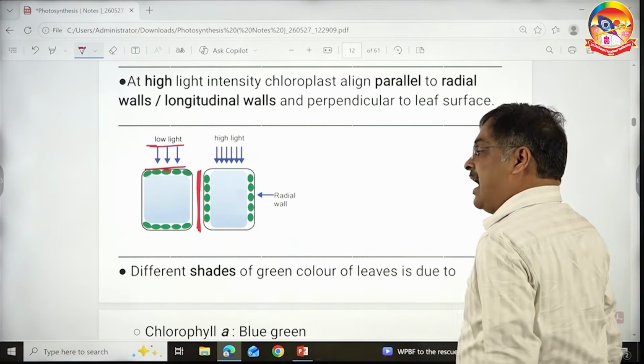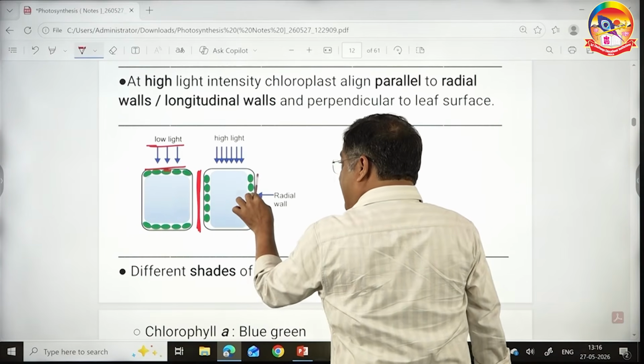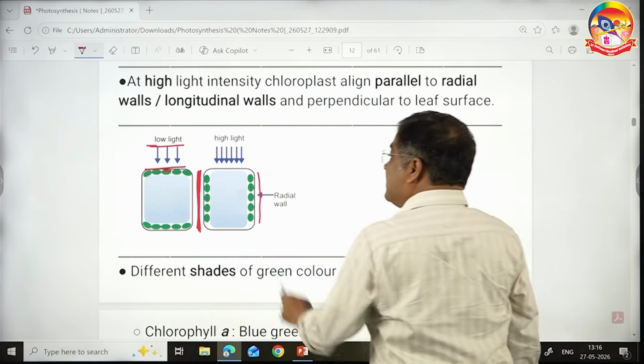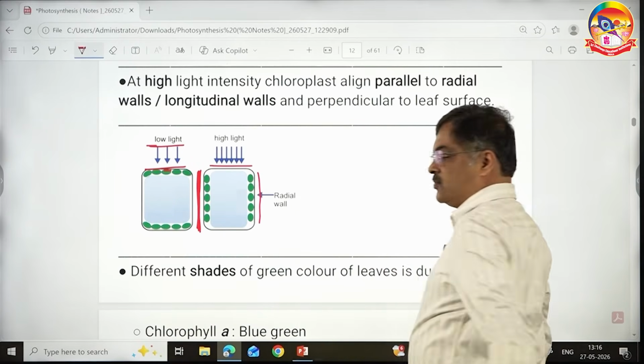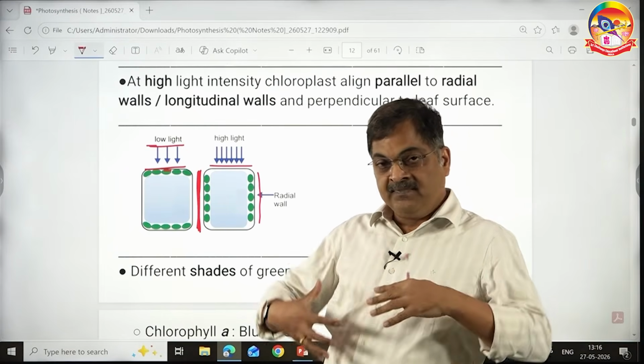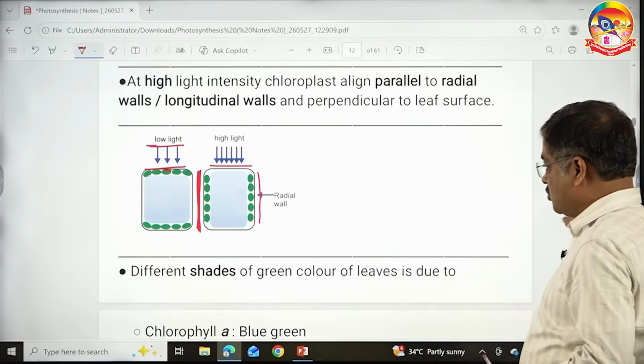This is correct. One more way. When the light intensity is high, look at the chloroplasts. They are present parallel to the longitudinal or radial walls and they are perpendicular to the transverse walls. So it means that the chloroplasts keep moving. They are dynamic. Depending on the light intensity, they tend to move from one orientation to another.